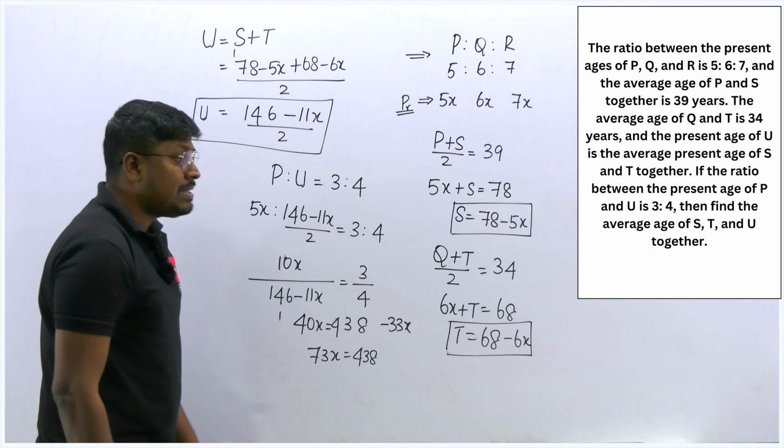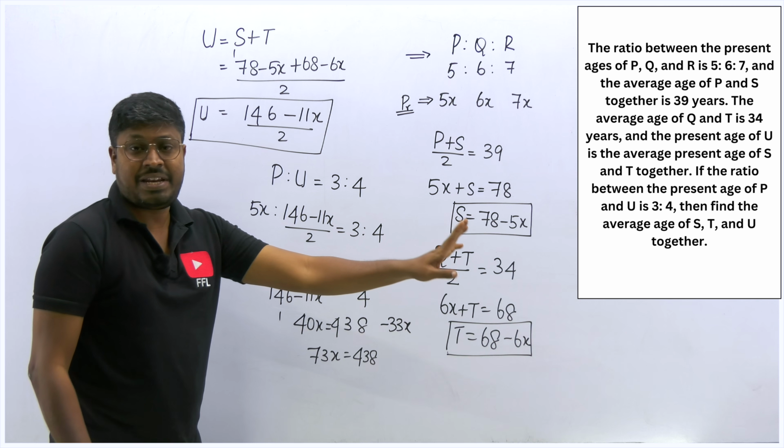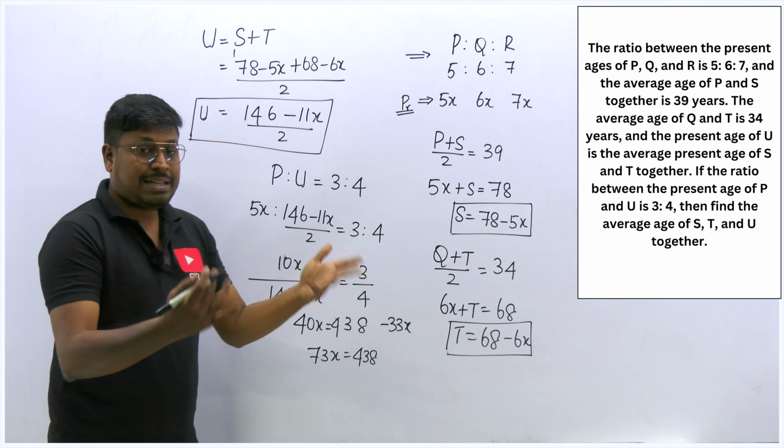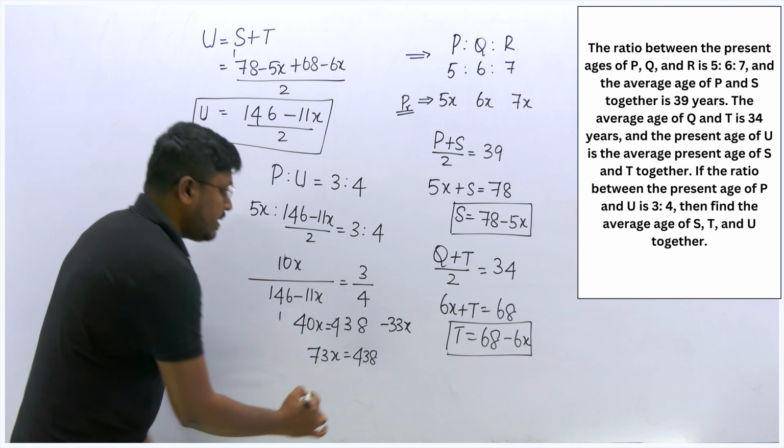So finally, what is our target? Our target is to find the average. So all three averages we need to find. That is not a problem. First let me find the value of x and then substitute here. So this becomes 6 times.